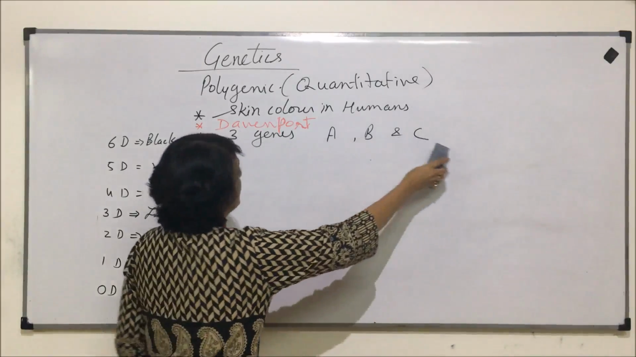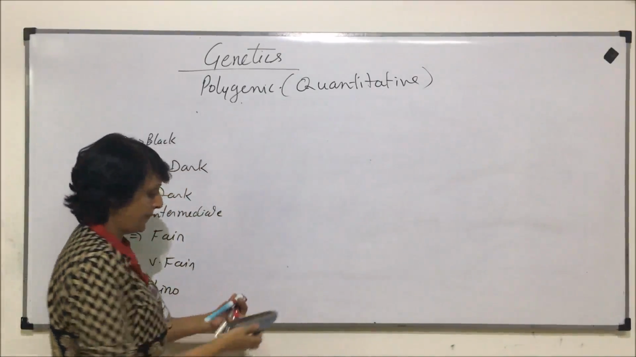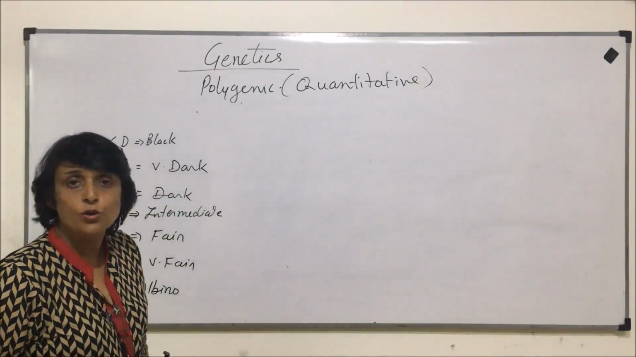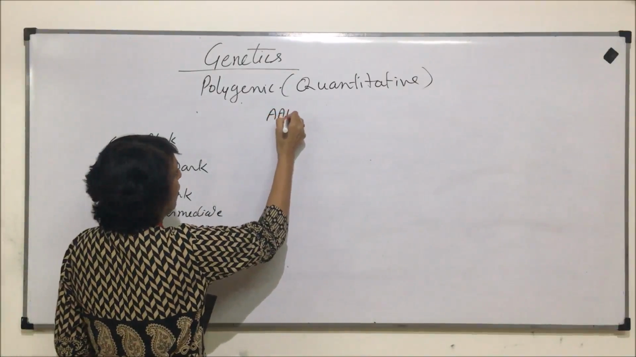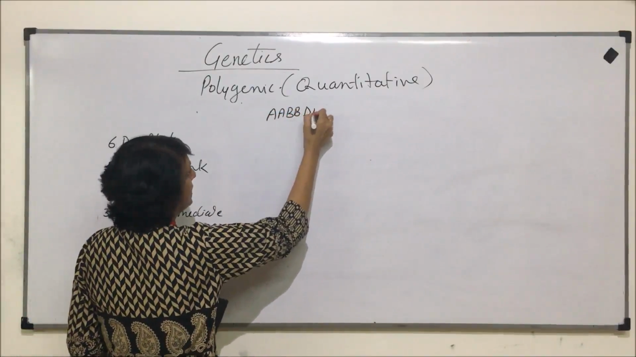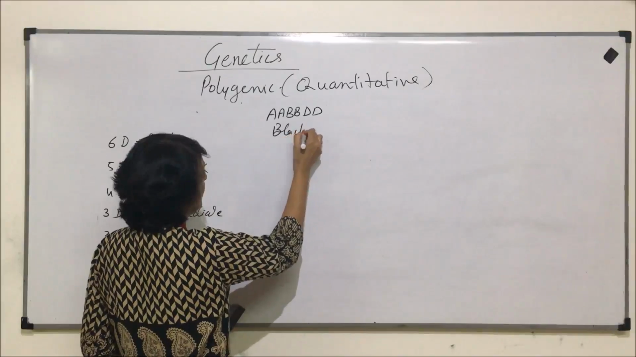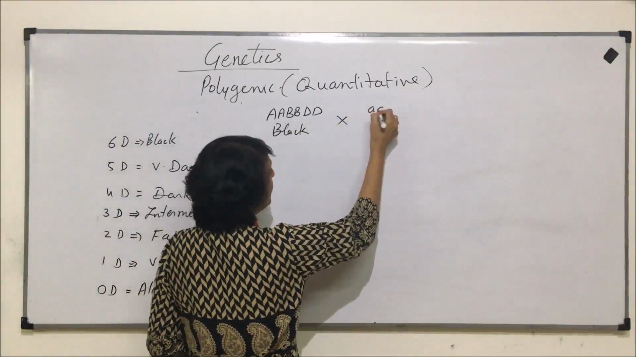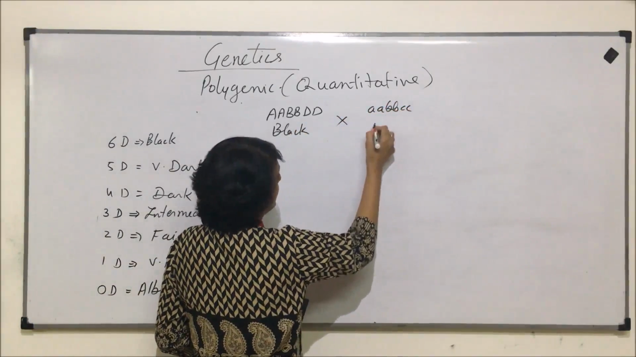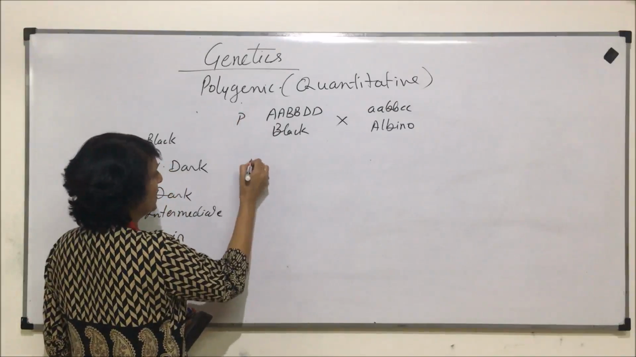Now, say we are talking of pure ones. In most of the cases, we always start with pure line. That means all three in dominant form, that is a black individual, the darkest skin color, is crossed with all recessive, that means with an albino. This becomes our parent generation.